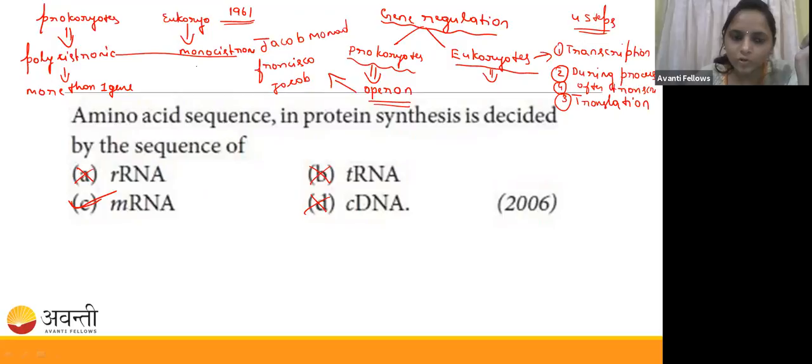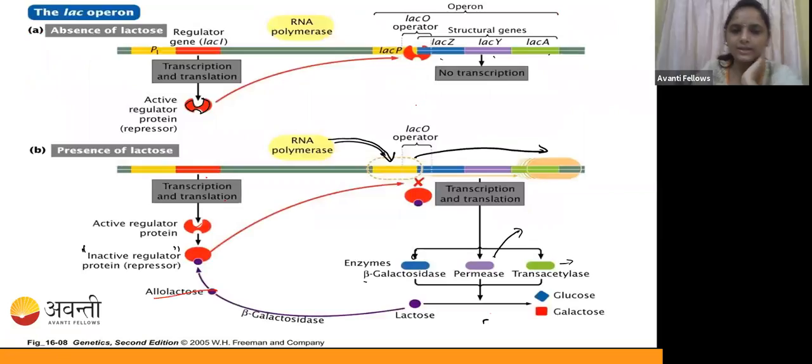Then when we come to the eukaryotes, it is monocistronic. It is going to code for the single protein, okay. So here, the polycistronic mRNA in the prokaryote is controlled under the single promoter region, okay. So that is called the operon, okay. Now let us see operon.